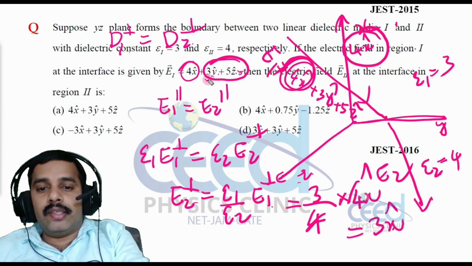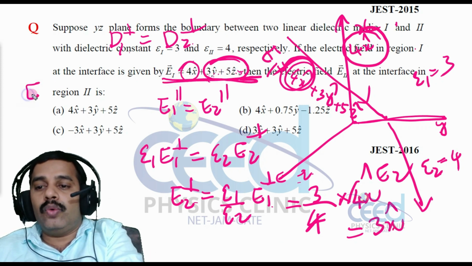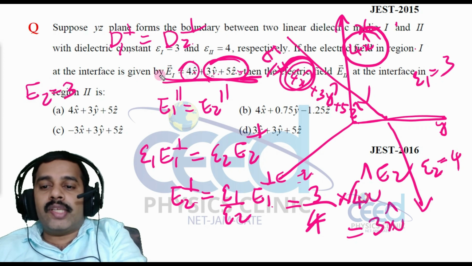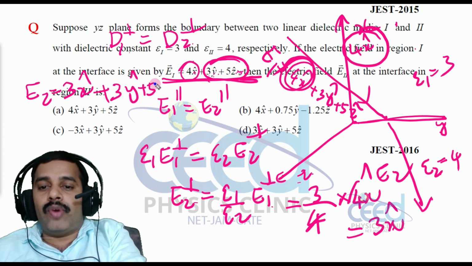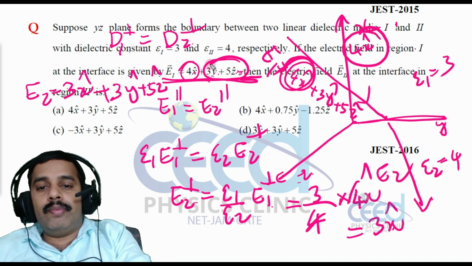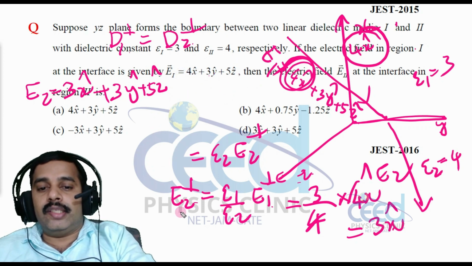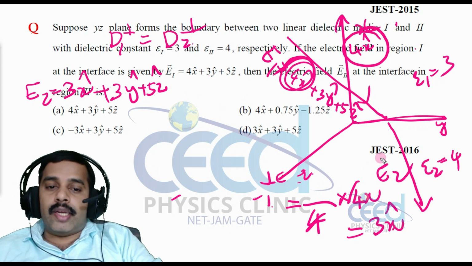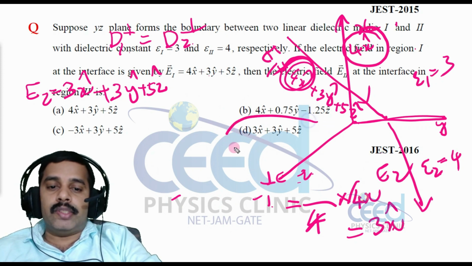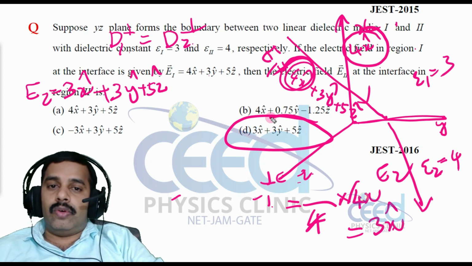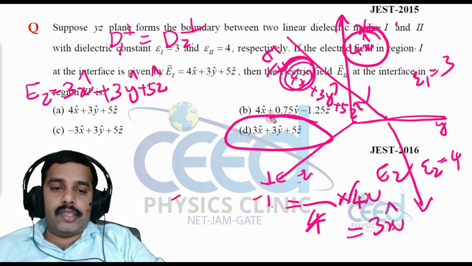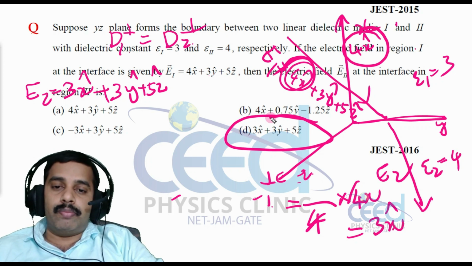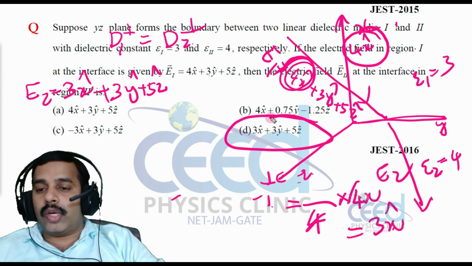So in the second medium, instead of 4x cap, E2 perpendicular is 3x cap. The remaining components are the same, 3y cap plus 5z cap, right? So this will be the electric field in the second region. Which one will be the option? 3x cap plus 3y cap plus 5z cap. This will be the answer. Alright? So this was all about the previous questions, and in the next section we will discuss the previous NET questions, right? Okay, thank you.